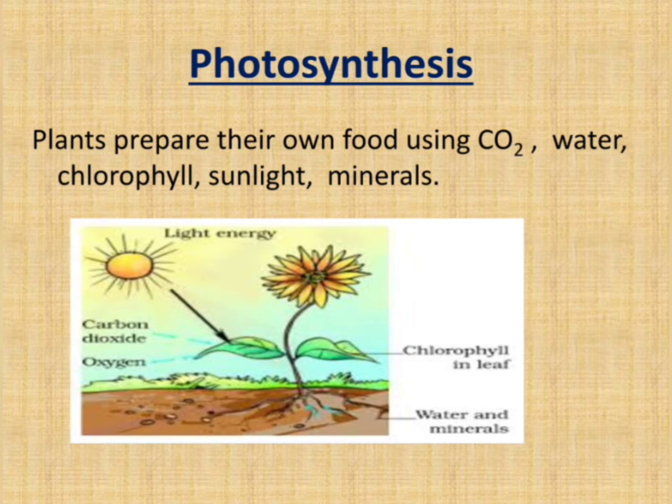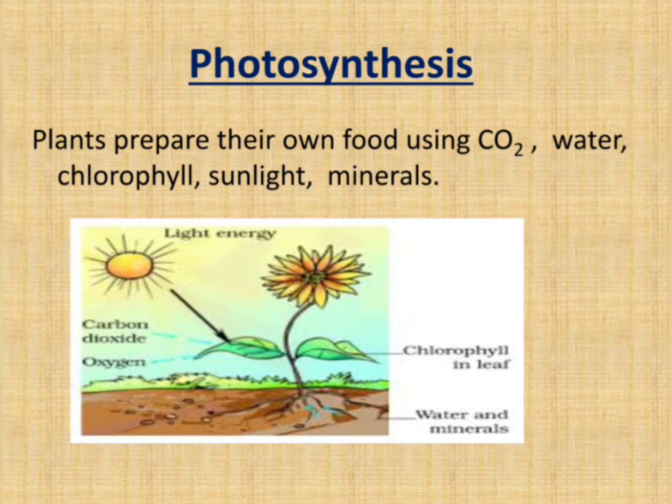We know that plants prepare their own food by a process called photosynthesis. Plants prepare their food by using carbon dioxide, water, chlorophyll, sunlight, and mineral salts. How do they obtain these materials? The materials such as carbon dioxide, water, chlorophyll, sunlight, mineral salts are known as raw materials. How do the plants obtain these raw materials?